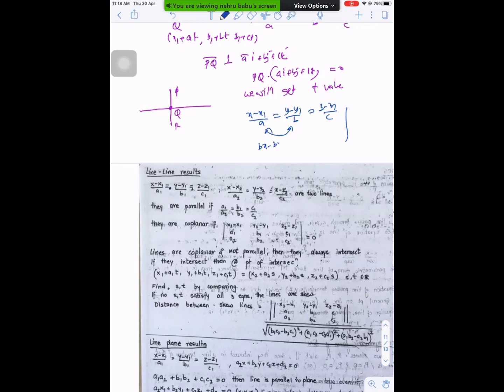So bx minus bx1 equal to ay minus ay1. So bx minus ay equal to bx1 minus ay1. This is one of the planes. Similarly, take these two results, we'll get one more plane. So P1 equal to 0 is one plane, P2 equal to 0 is one plane. No doubt infinitely many chances are there, but this is one of the cases.